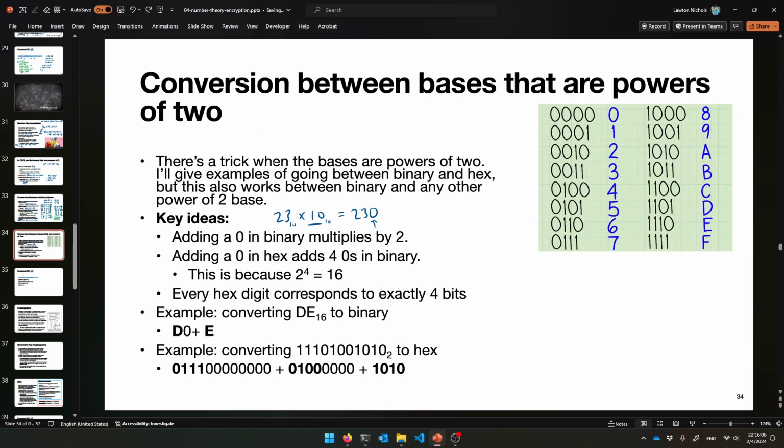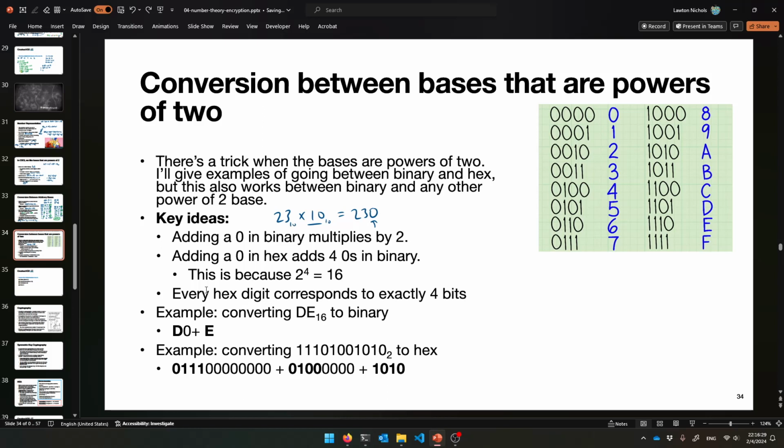If you add a 0 to a number in hexadecimal, like I had F, and I added a 0, now it's F0, which is F times 16 plus 0. I just multiplied by 16 by adding a 0 at the end of a hex number. So how do you multiply by 16 in binary? You add 4 zeros. You multiply by 2 four times, because 2 to the 4th power is 16. I hope that's making a little bit of sense.